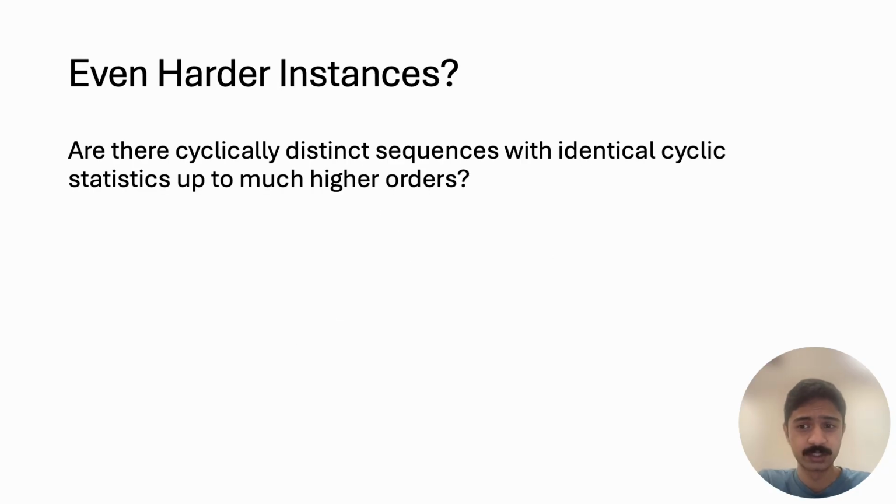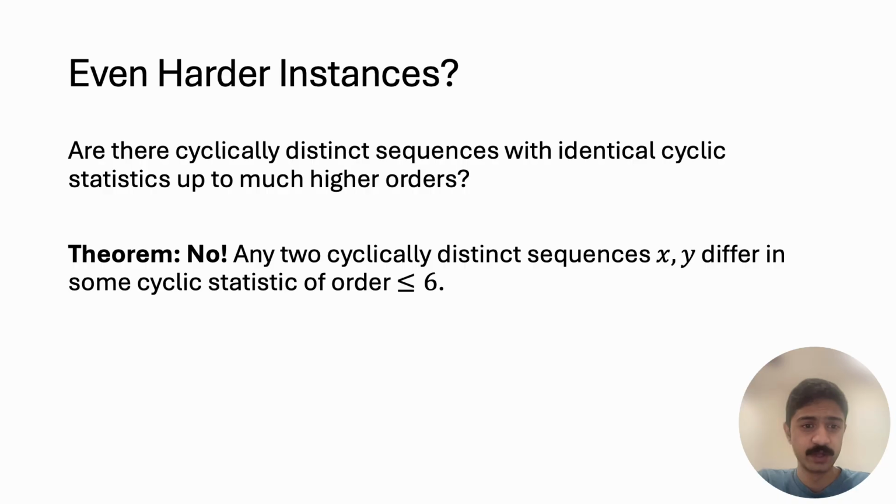This, of course, raises the question of whether there are even harder cyclic statistics. How far can we go with this lemma? You could imagine two strings of length 1 billion with cyclic statistics matching up to order, say, 20, but we actually ruled this out. We proved that no such pair exists. Any two cyclically distinct strings of any length must disagree on some cyclic statistic of order at most 6. This is arguably the most surprising part of the paper, and the proof is via Fourier analysis, which unfortunately doesn't lend itself to a 20-minute talk.